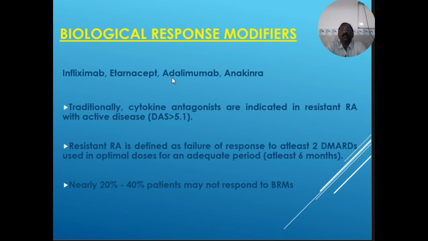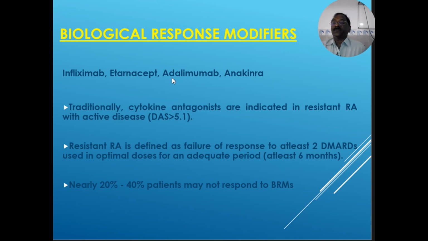Traditionally, cytokine antagonists are indicated in the treatment of resistant rheumatoid arthritis. Resistant rheumatoid arthritis is defined as failure of response to at least 2 DMARDs used in optimal doses for an adequate period, at least 6 months. It is very rare, not that common. If you diagnose rheumatoid arthritis and start 2 or 3 DMARD drugs, they will definitely get a very good response. Even if they don't respond after using these optimum dosages for about 6 months, then you can consider it resistant rheumatoid arthritis, like resistant hypertension.